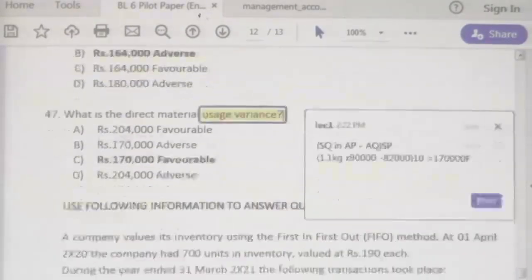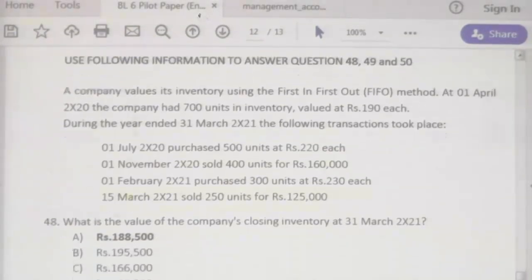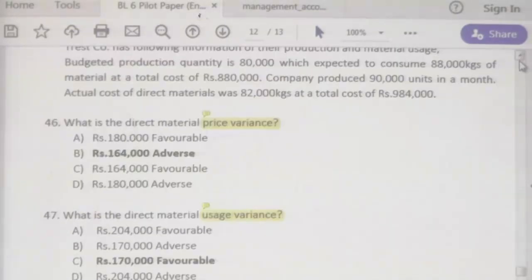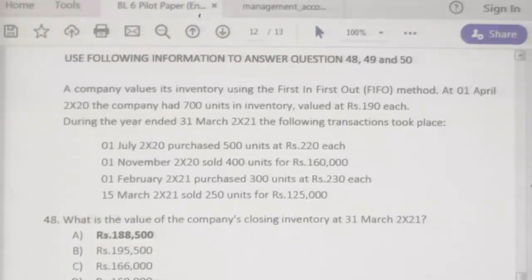Now we are at the last three questions. Questions 48, 49 and 50 will depend on this information. Actually, this is about the inventory ledger. Let's see the information. A company values its inventory using the FIFO method. At 1st April 2020, the company had 700 units in inventory, valued at 190 each. During the year, the following transactions took place. Let's immediately prepare the inventory ledger for these transactions.